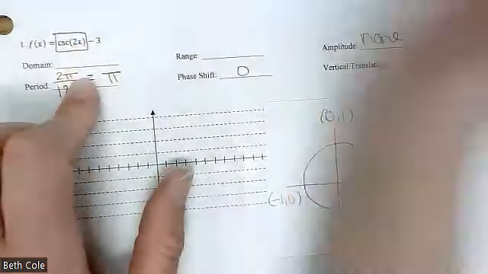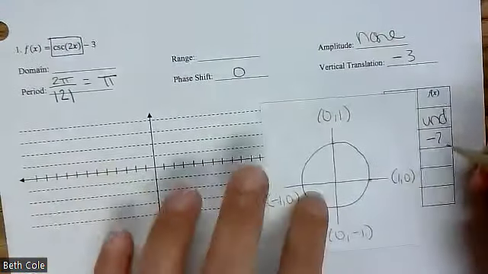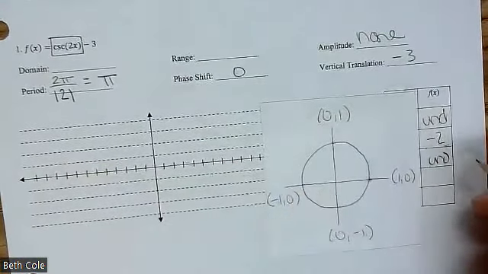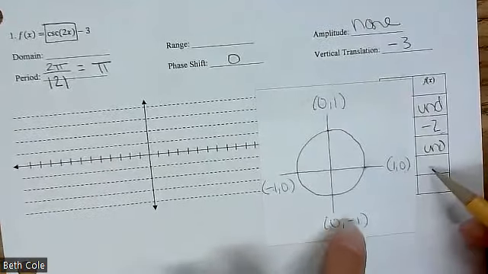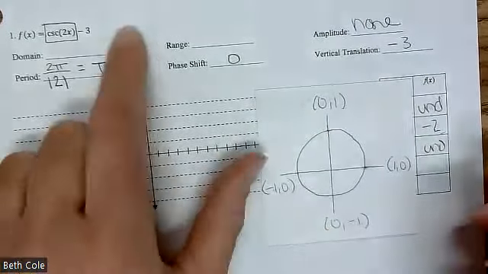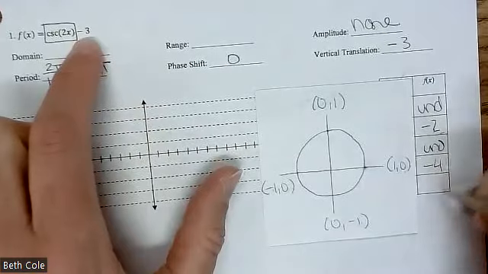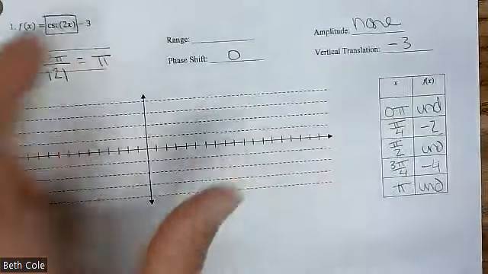-3 will be -2. And then what's the next one going to be? Undefined. And then you're down here at the bottom, it's -1. If you flip that, it's still -1. -3 would be -4, and then undefined.